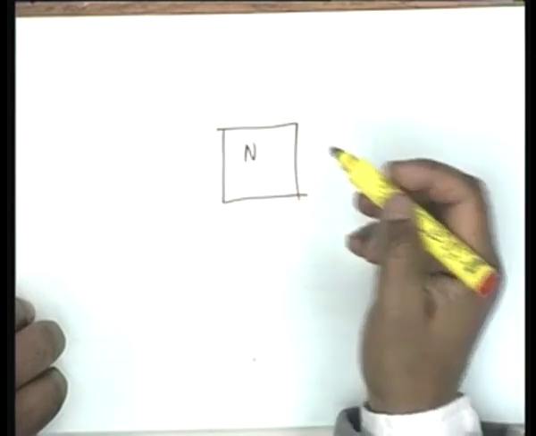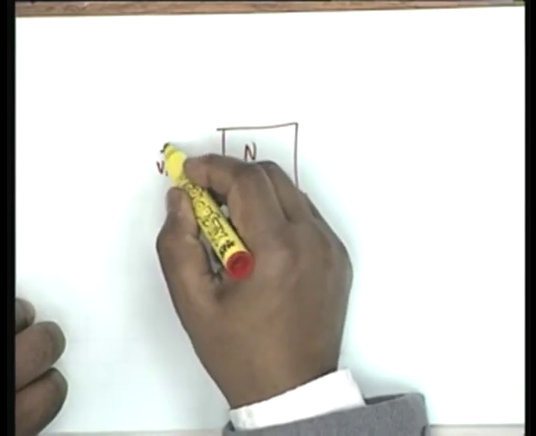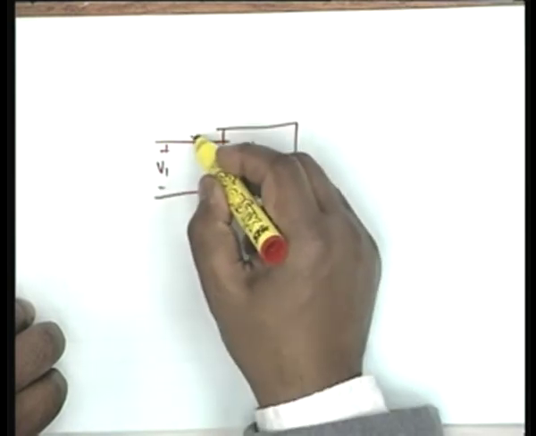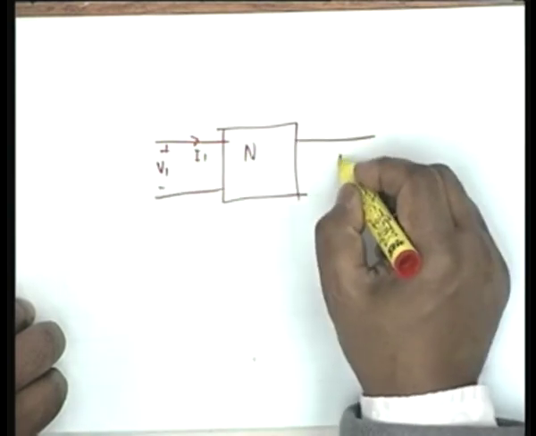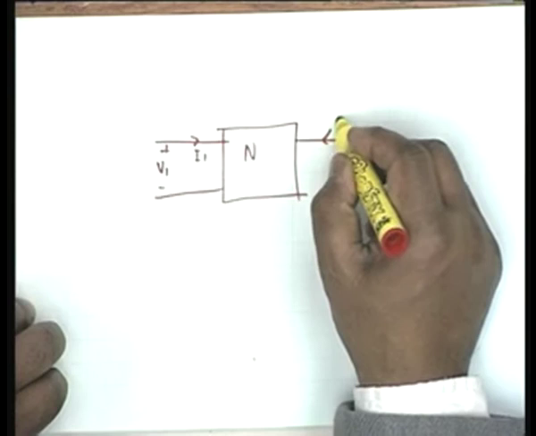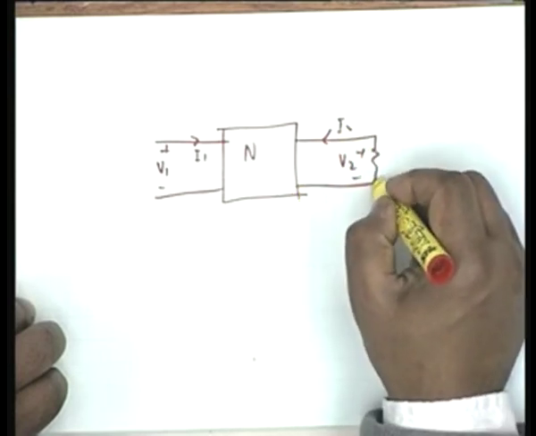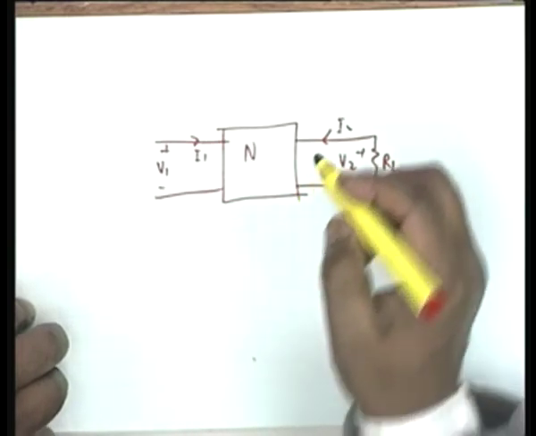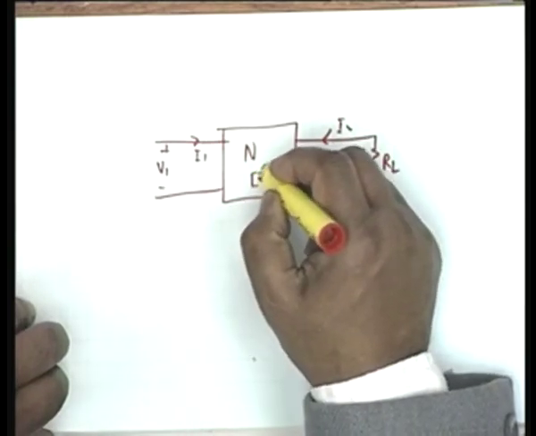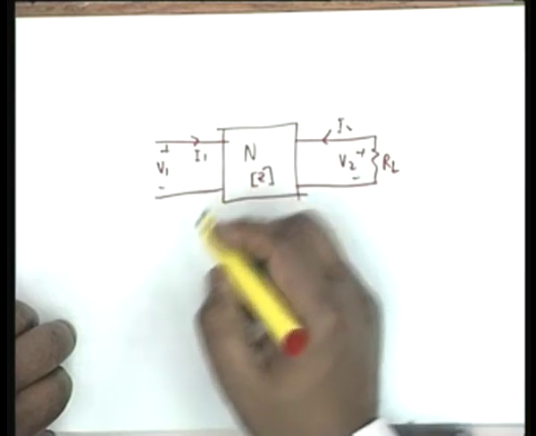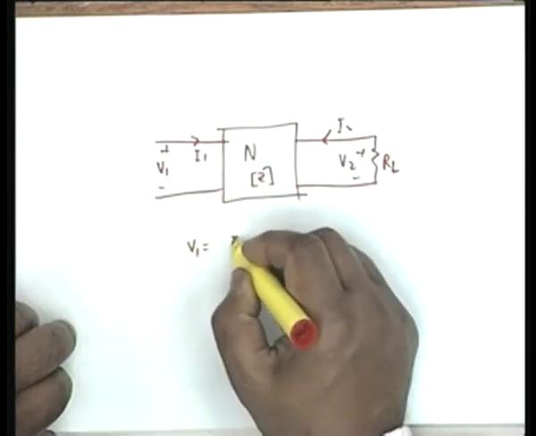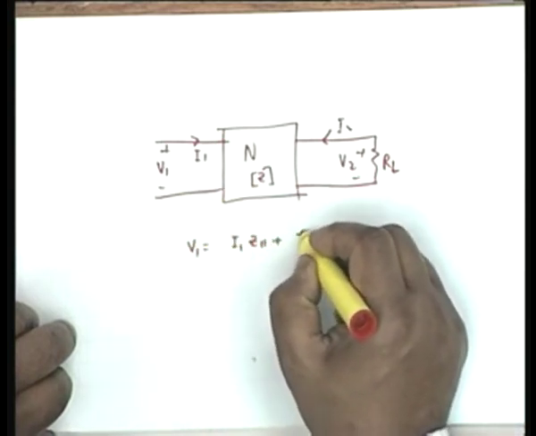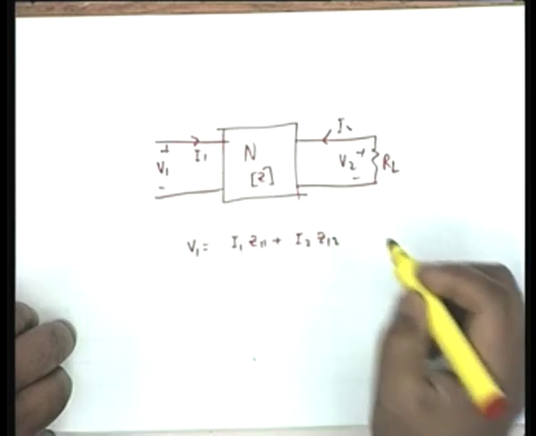I have the network N, with V1, I1, V2, I2, and there is a termination RL. So I write the equations, and N has been described by its Z parameters. So I write the equations V1 equals I1 Z11 plus I2 Z12.